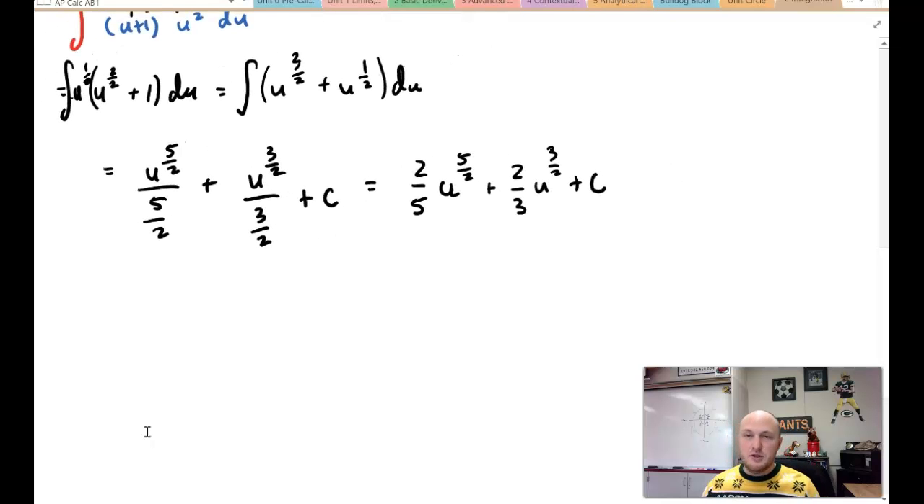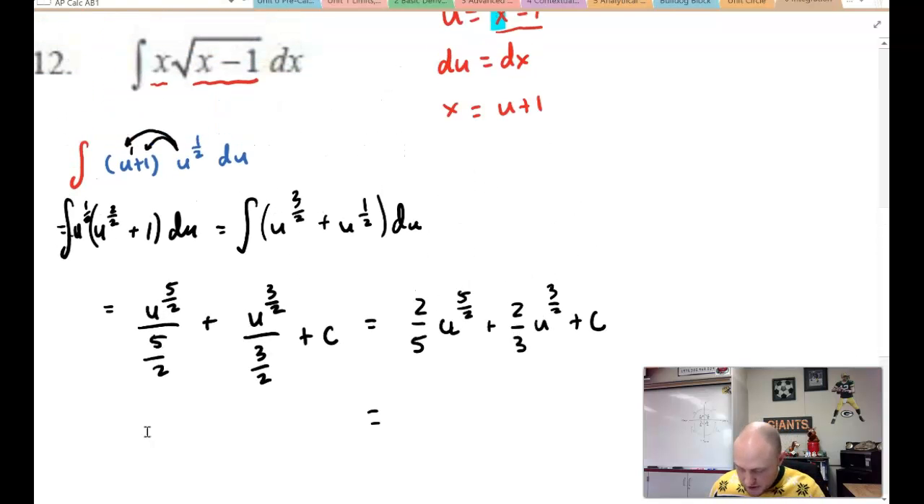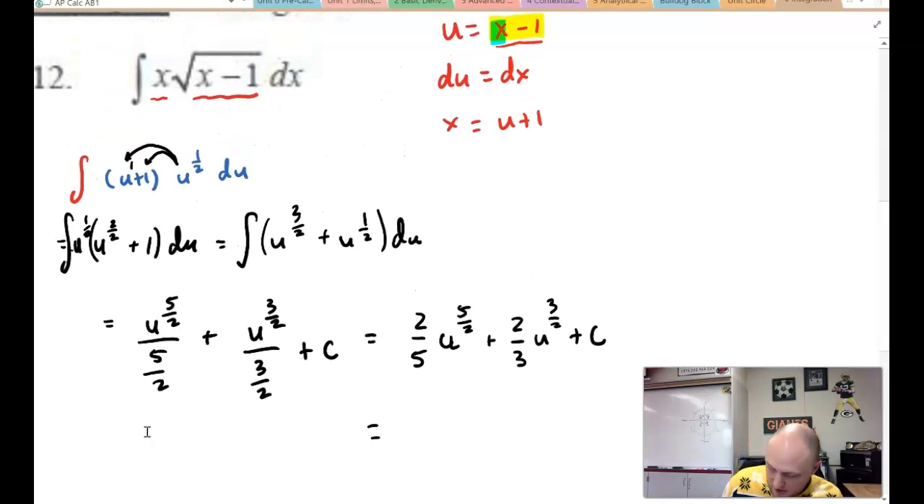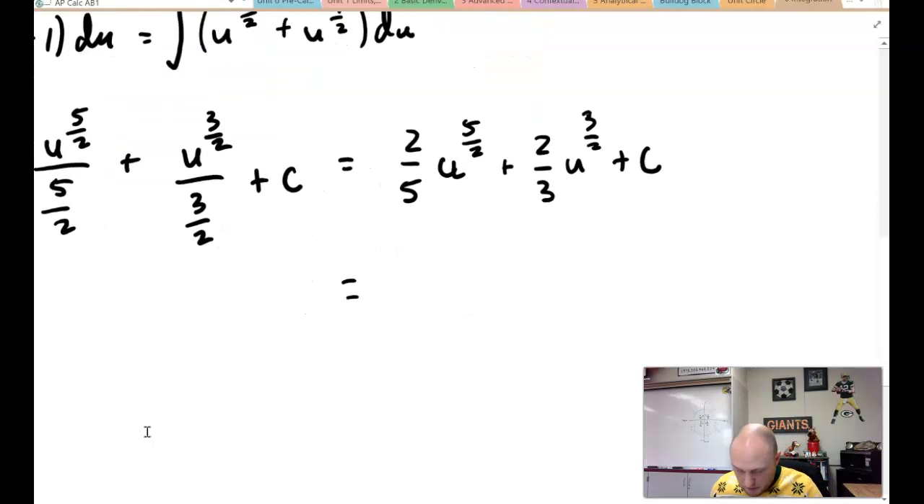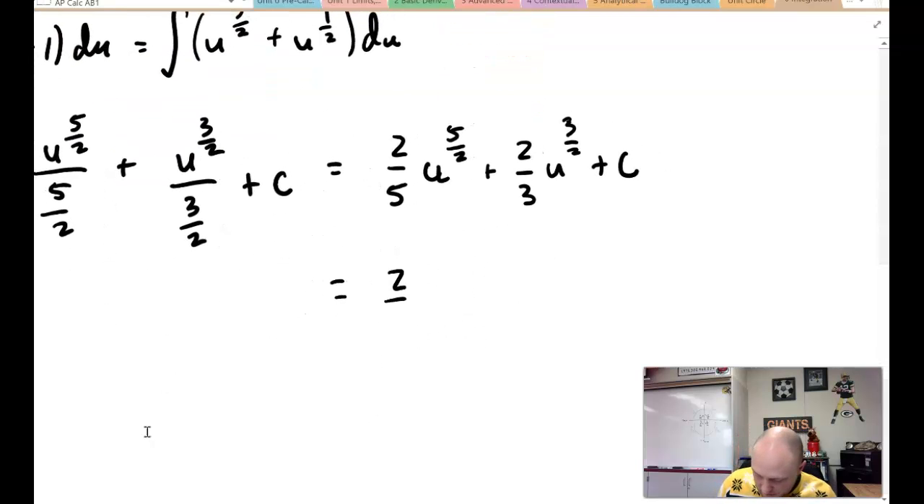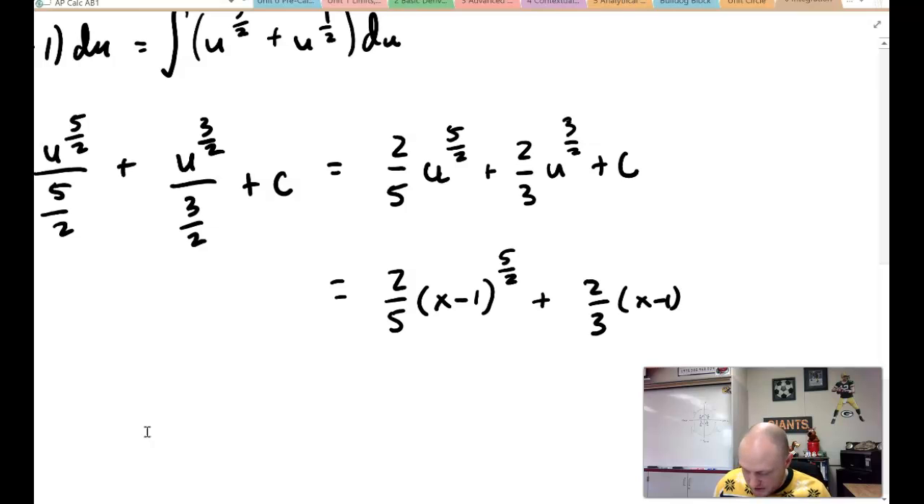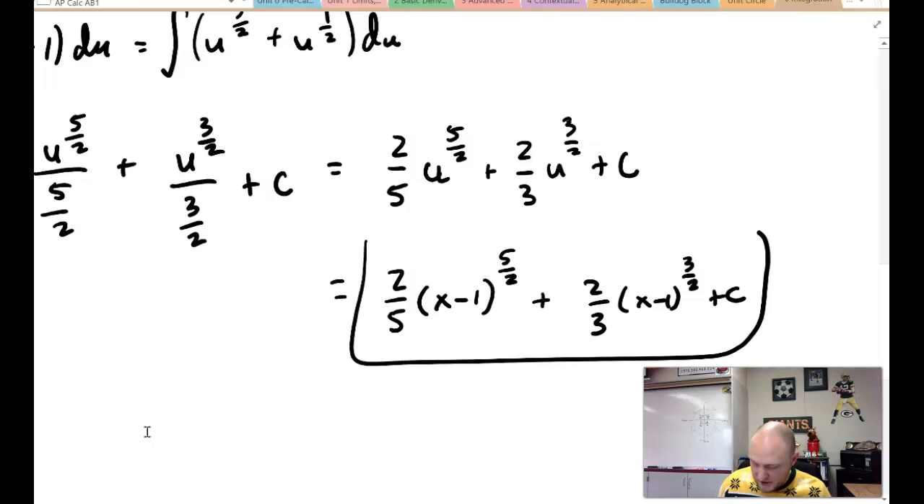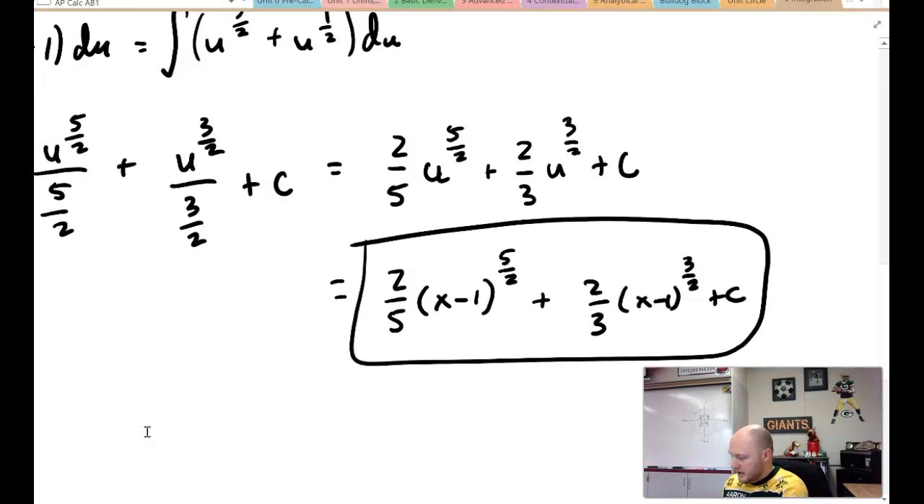Notice this is in terms of u. I want it in terms of x. So I'm going to go ahead and make that substitution again. They say u is equal to x minus 1. So here we are. So I have 2/5 times x minus 1 to the power of 5/2 plus 2/3 times x minus 1 to the power of 3/2 plus c. Okay, and there is your answer.